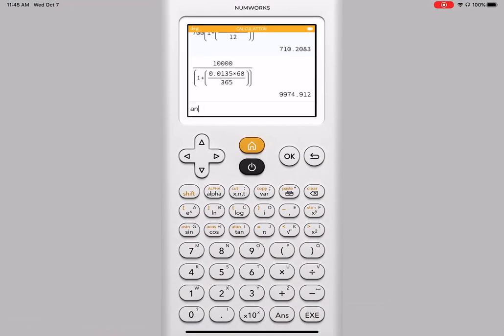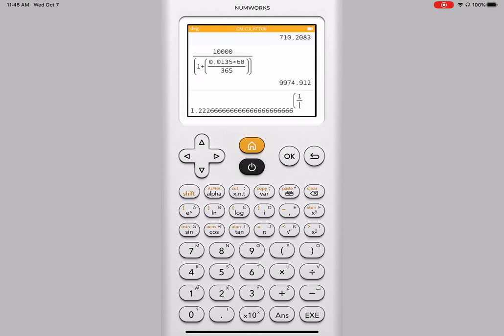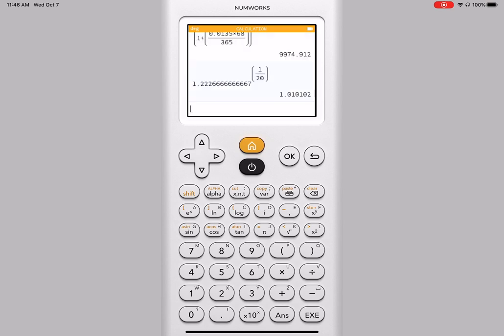It will be 1.222, and then a bunch of sixes repeating. We need to put a lot of those in if we're using an inaccurate representation of it. Here's my exponent key. I'm going to put my exponent in brackets, and I'm going to take the reciprocal of whatever my power was. In this case, it was 20, so it's 1 divided by 20 as a power. And press execute, and we get an answer of 1.010102.